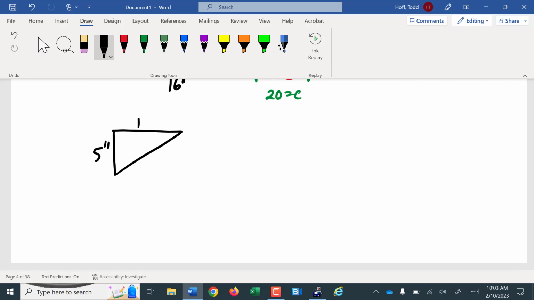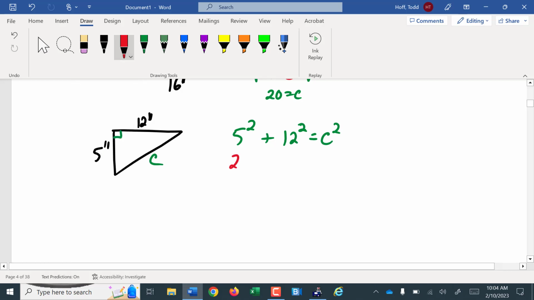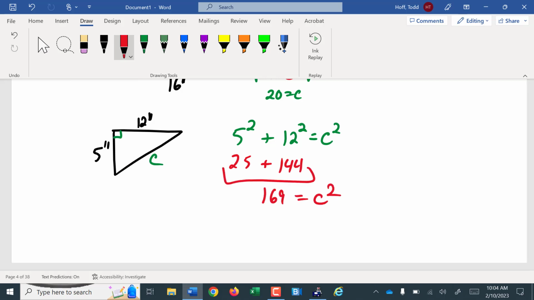Part B. I gave this one away in the last problem too. 5, 12, are we looking for the hypotenuse or one of the legs? Hypotenuse, that's C. So A and B are the 5 and 12, so 5 squared plus 12 squared equals C squared. 5 squared is 25. 12 squared, 144. That adds up to 169. And of course, to find C, square root to get 13.